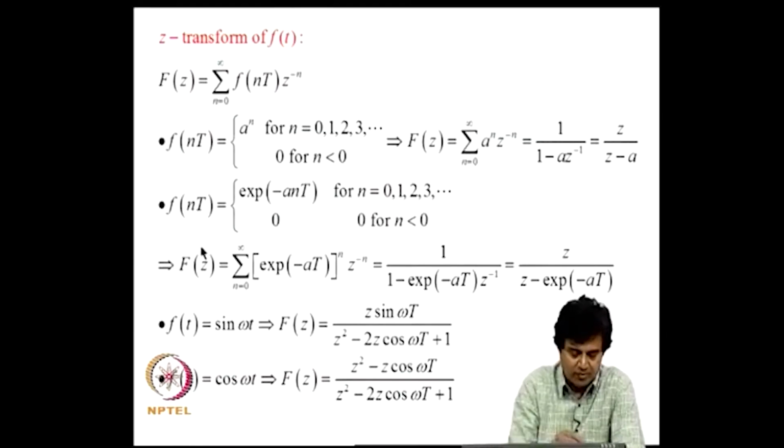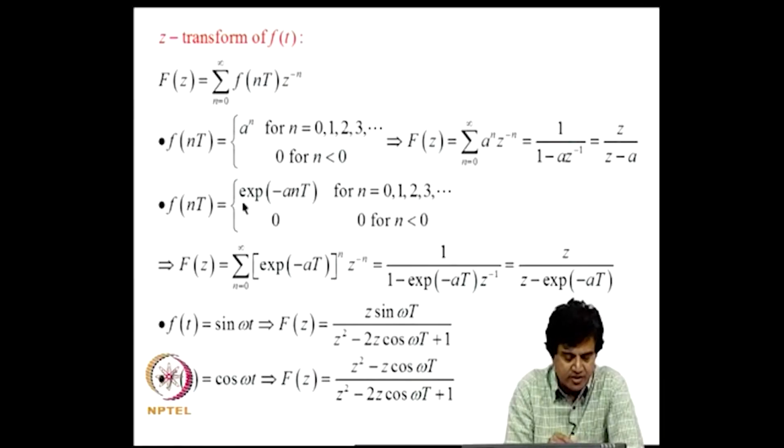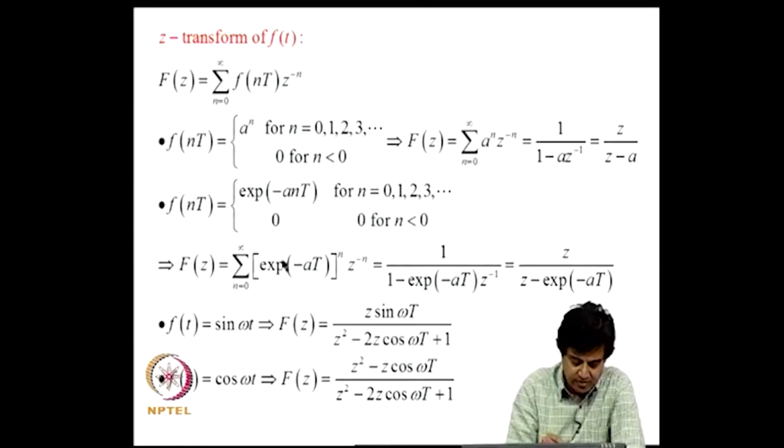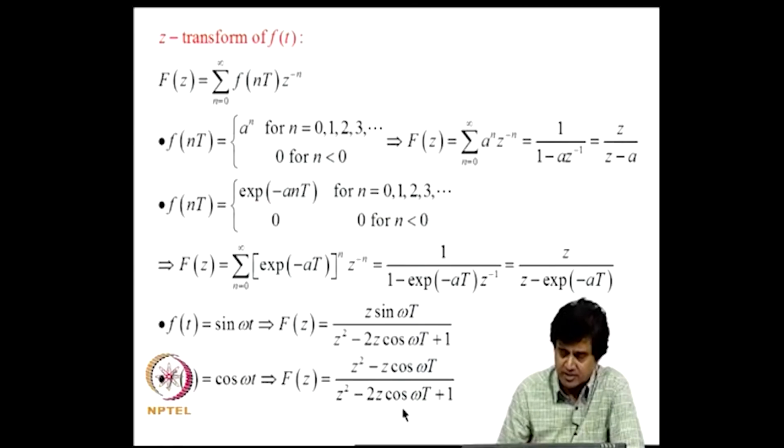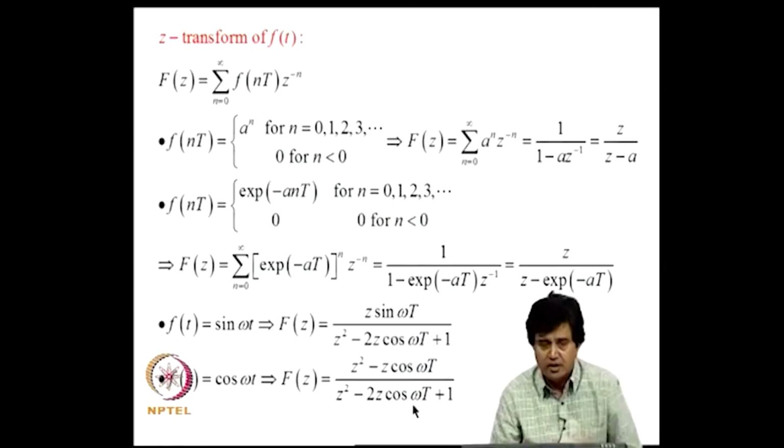There are a few more examples. For example, if you have an exponential, f of t as e raised to minus a t, then f of nT will be exponential minus a n capital T. Now, the z transform of this, if I do it, I will get z divided by z minus exponential minus aT. Similarly, we can verify that the z transforms of sin omega t and cos omega t are obtained through these expressions. I leave this as an exercise for you to verify.